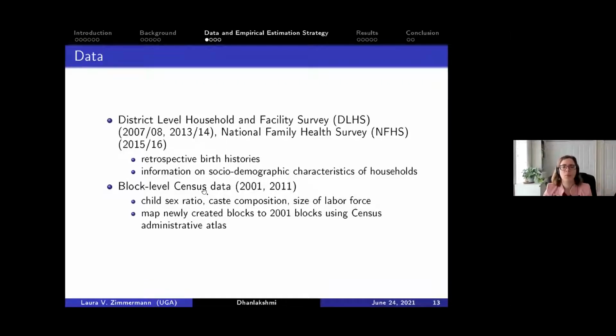We also have some block level census data that allows us to really zoom in much better on the treatment areas themselves, because unfortunately household survey data is only available at the district level, and since only part of the district is treated, we might think that that might actually underestimate the benefits that we're seeing.